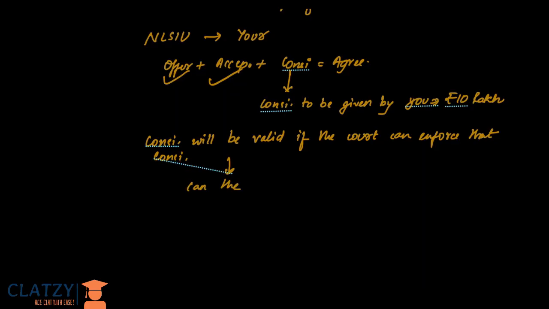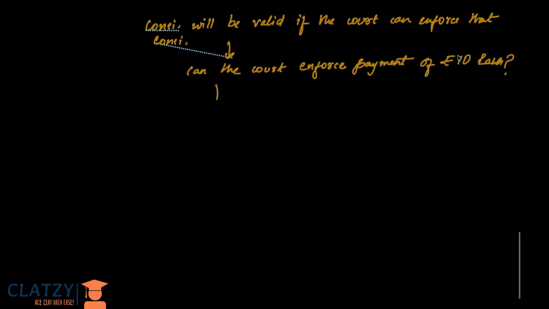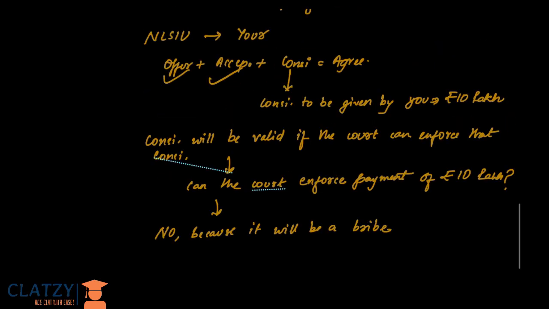Can the court enforce payment of rupees 10 lakh? Can the court do so? Ask yourself. The answer is no. Why not? Because it will be a bribe. It will be a bribe, which is a criminal offense. Therefore, even if rupees 10 lakh technically can be paid, because 10 lakh is also a measure of value, okay? But the court will not enforce this consideration because it is a bribe. All right. So that is the test.